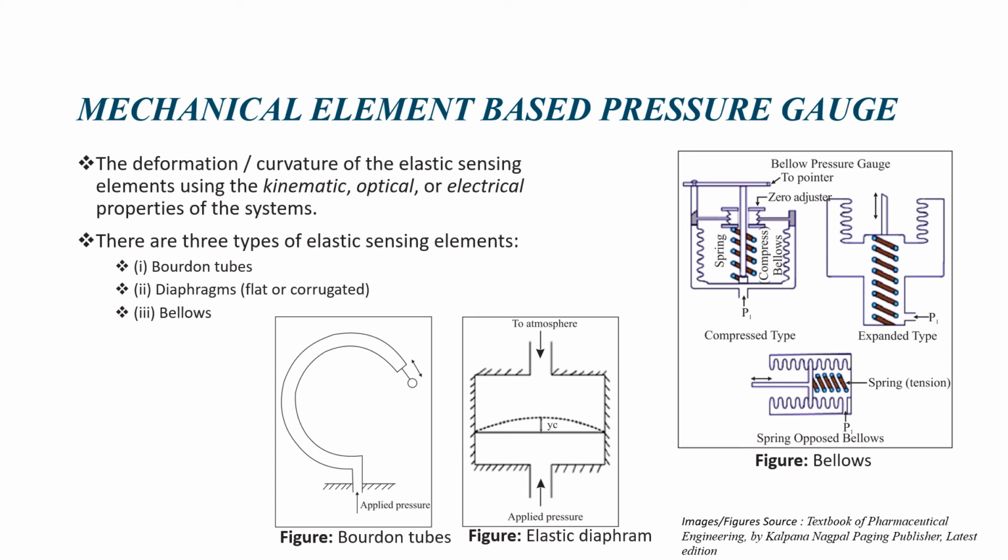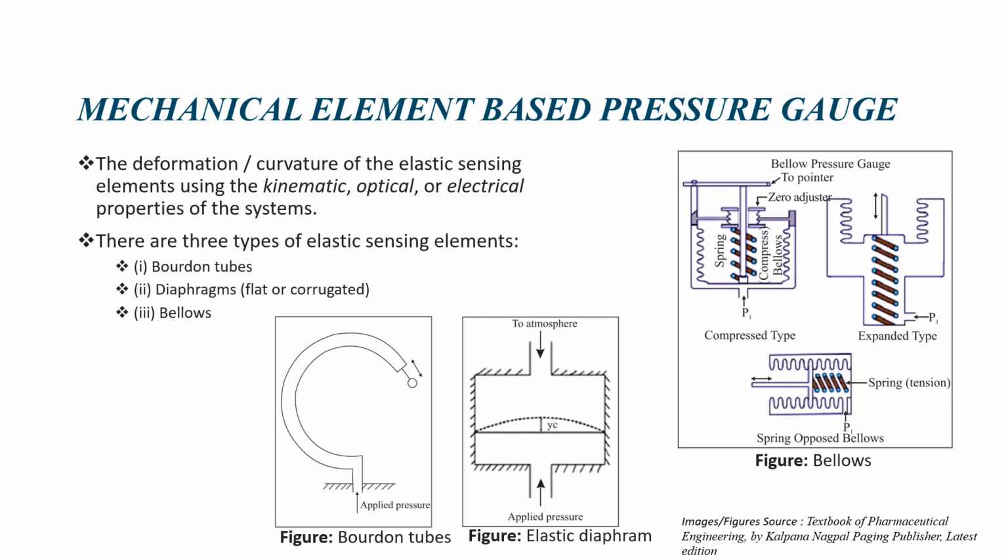So this one is a third subtype of manometers. We have discussed so far the liquid column based manometers. The second category was McLeod gauge, and the third one is the mechanical element based pressure gauge system. These systems are based upon the deformation or curvature of the elastic sensing elements using a particular property of the system. This property may be a kinematic property, an optical property, or an electrical property of the system. There are three types of elastic sensing elements.